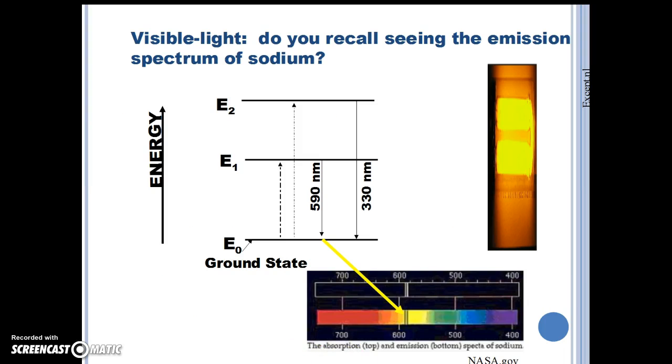You may recall seeing the emission spectrum of sodium. Here we have the absorption spectrum. Here we have the emission spectrum of sodium. The 330 nanometer line is in the UV, so our eyes can't see that particular line.